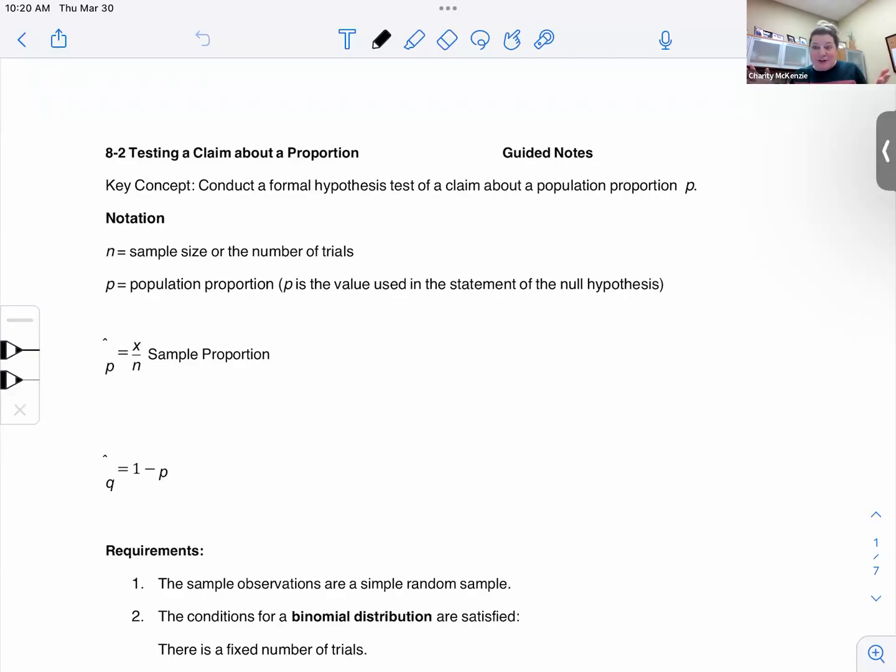All right, this is our first section of actually completing the hypothesis test. Your notes for 8.1 have parts that you'll need for this 8.2, so keep those handy. We have a little bit of notation up here.